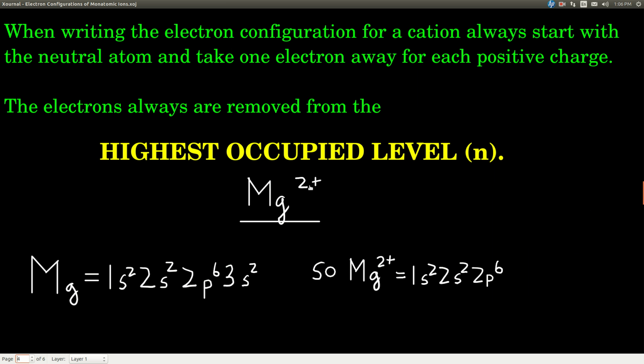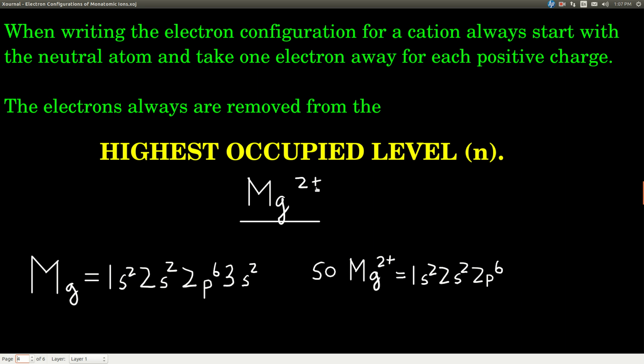When writing the electron configuration for a cation, we're always going to start with the neutral atom and take 1 electron away for every positive charge that we have. And here's the thing, remember this. When you remove electrons from a neutral atom to make the electron configuration for a cation, always take the electrons out of the highest occupied level, n, or shell.